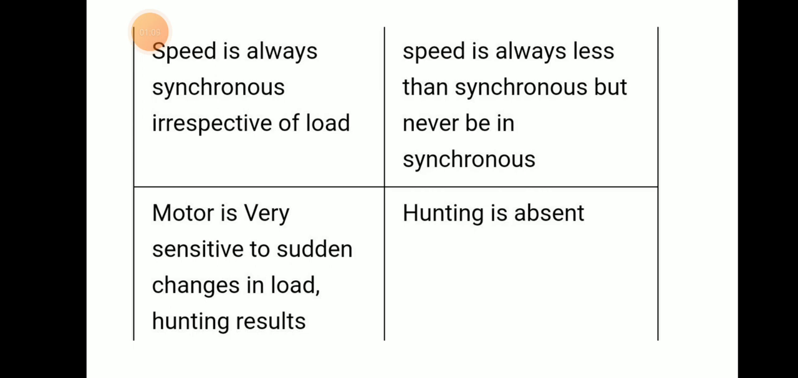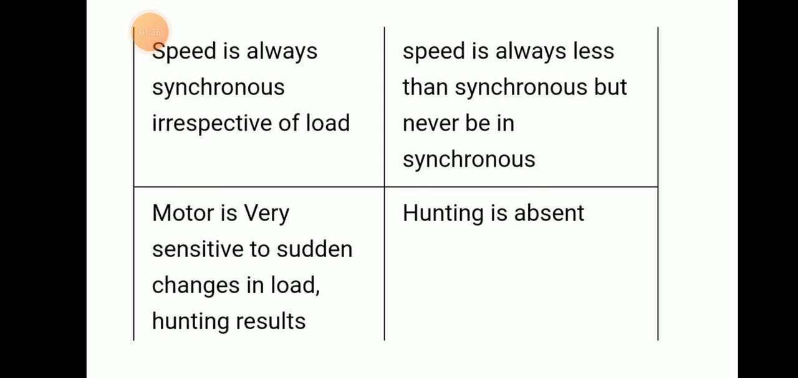But in an asynchronous motor, the speed is always less than synchronous, but never synchronous. You understand? But in a synchronous motor, the speed will always be synchronous irrespective of the load. Whatever load it carries, it will have a constant speed. But the asynchronous motor can never be synchronous. It will run near the synchronous speed, but it can never reach it.